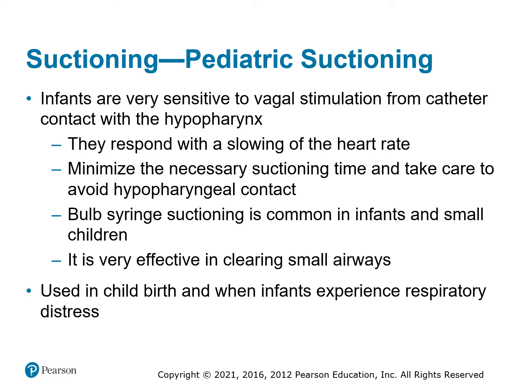Infants are very sensitive to vagal stimulation. That's when their heart will slow down. So we want to make sure that we have eyes on their heart rate. We have monitoring on them at all times so we can see if their heart rate is getting slower. We can use the bulb syringe suctioning instead of a large machine. It is very easy to use, a little easier to maintain, less likely to oversuction.